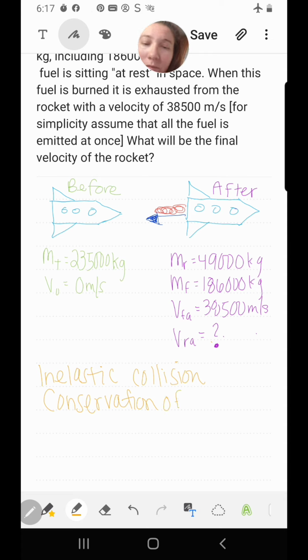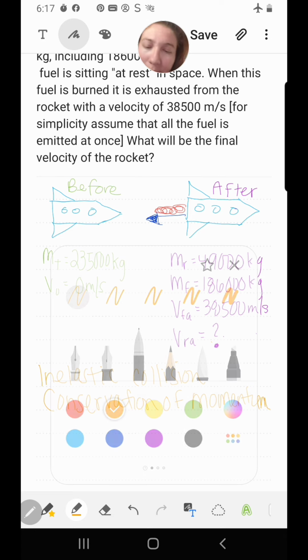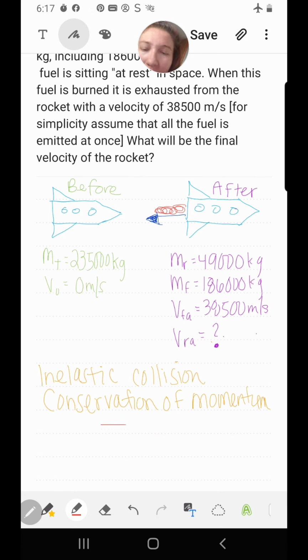Momentum. Okay, but what is momentum? Momentum is characterized as the letter P, and it is a vector. And it's equal to the mass times the velocity, which is also a vector. And for the conservation of momentum, the initial momentum, or before, must equal the final momentum, or after.